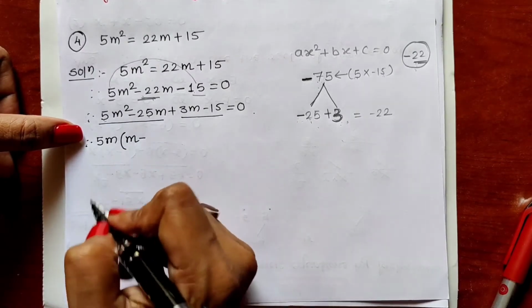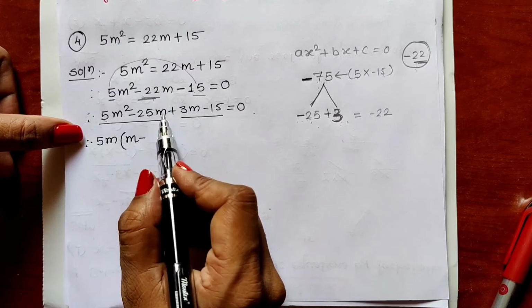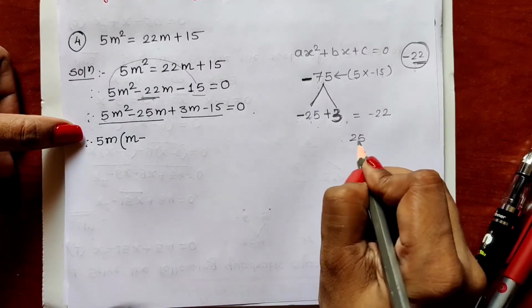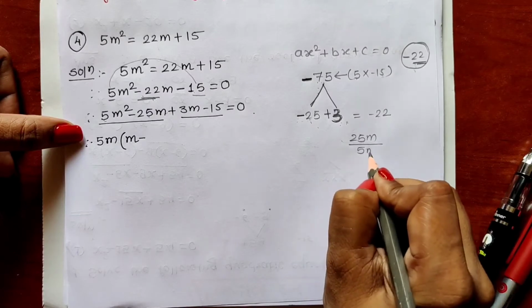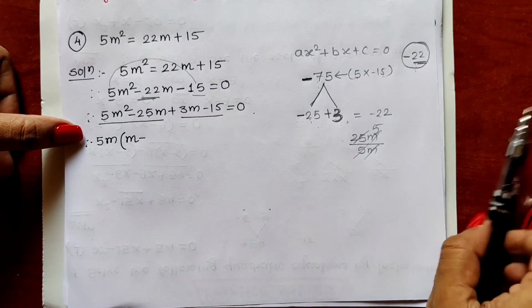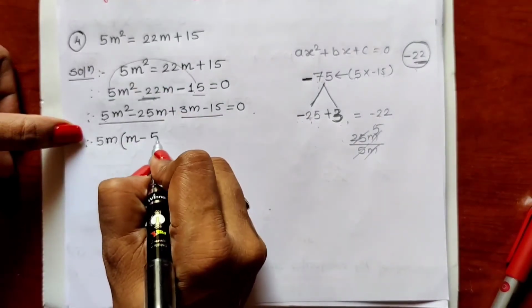Minus sign is there, write minus sign. From 25m, 5m is taken out common. So m cancels, 5 5s are 25, 5 remaining. So that 5 we have to write inside the bracket.